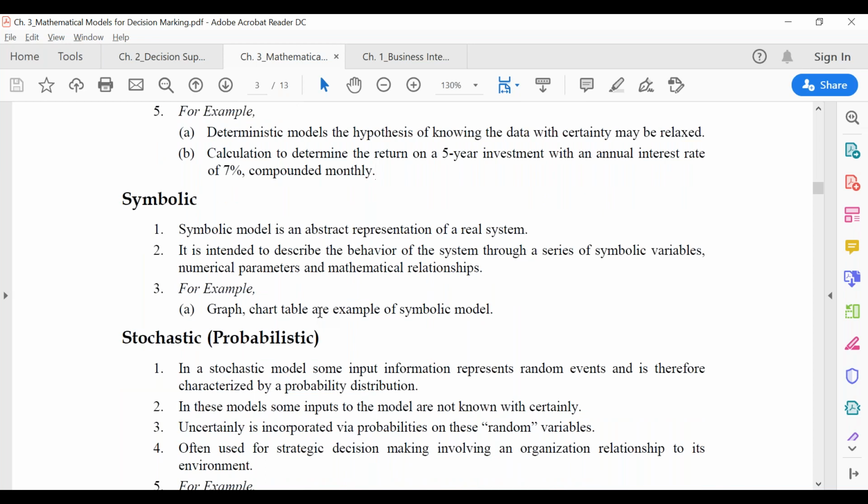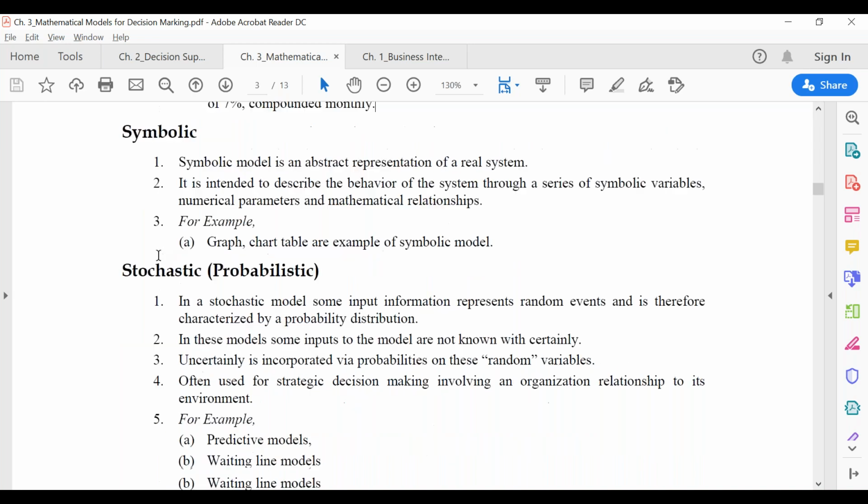You can determine the annual returns. You can determine maybe the interest on which your money is kept, and you'll be receiving some amount of interest on that. You can determine all that. So these are those deterministic models.